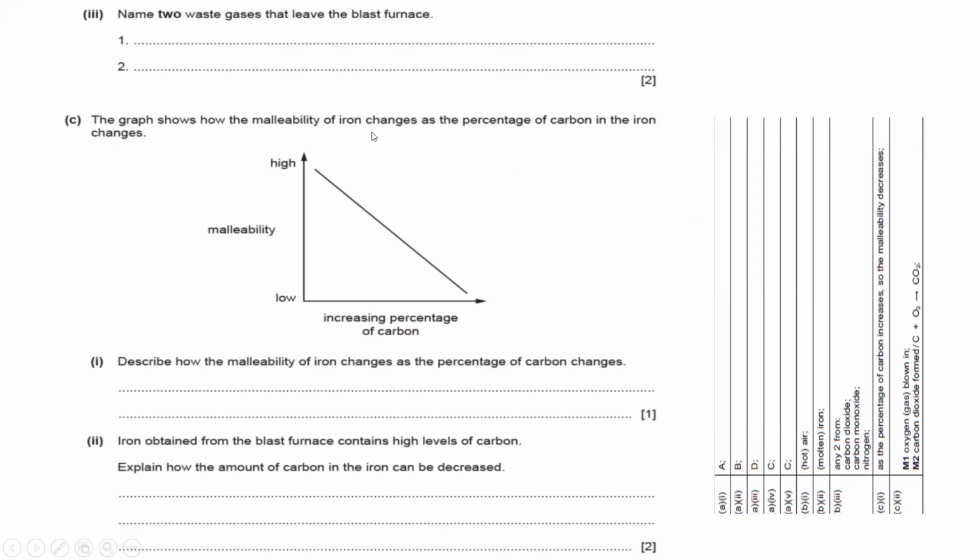Then the graph shows how the malleability of the iron changes with the percentage of carbon. As you can see, if we increase the percentage of the carbon, it becomes less malleable. Less malleable means it becomes rigid, that it does not change the shape.